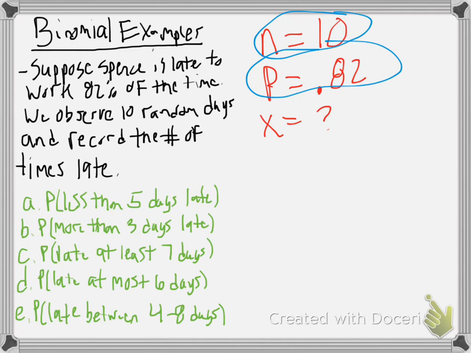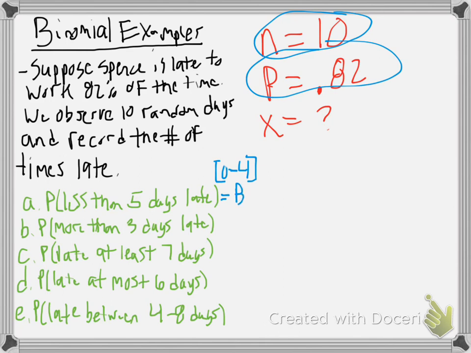So if we look at the first one, it says, what's the probability that Spence is late less than 5 days? Well, what does that mean, less than 5? That means the interval from 0 to 4. That's what less than 5 means. And we want to know the probability of that. Well, we could do the Binompdf of 0, 1, 2, 3, and 4 and add them all up, but we have a function that's called the Binomcdf that does it for us.